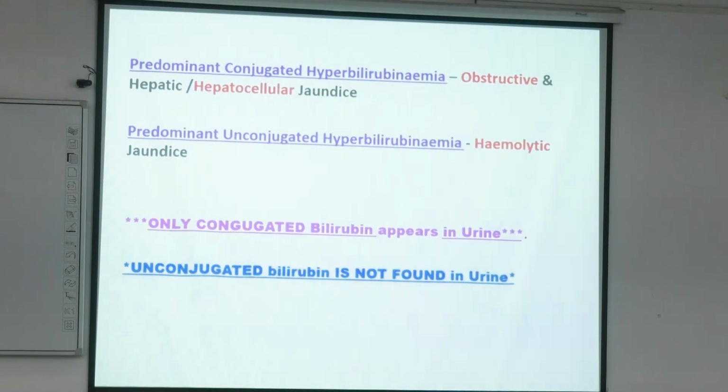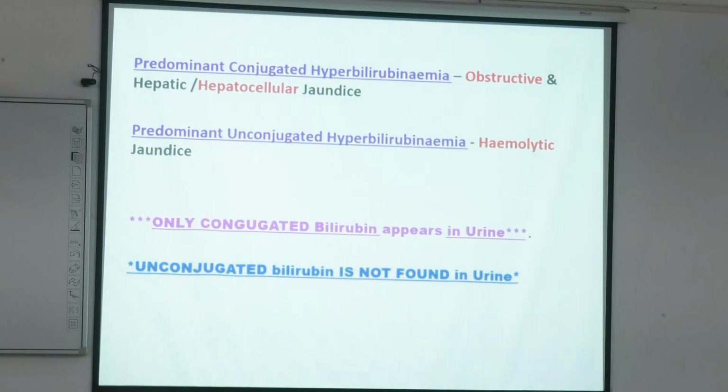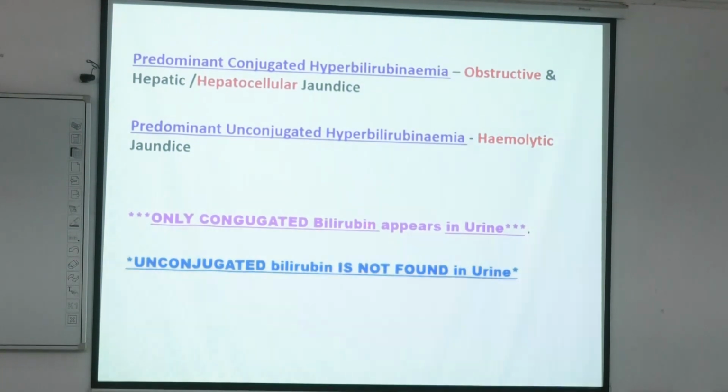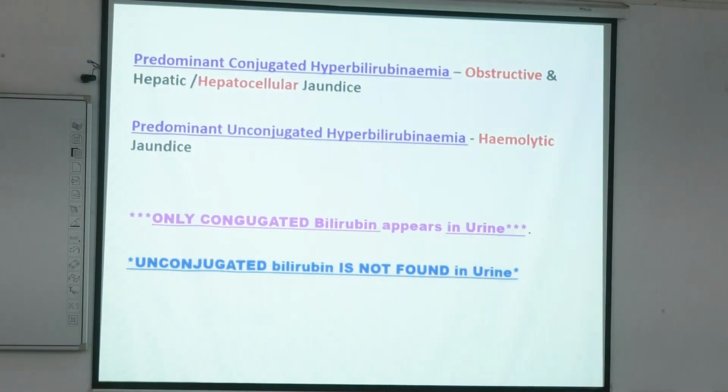In contrast, predominant unconjugated hyperbilirubinemia will occur with hemolytic jaundice. You must remember. Second thing, only conjugated bilirubin appears in the urine and that causes yellowish discoloration of the urine. And that's why the patient with jaundice presents with yellowish discoloration at the OPD. The initial symptom is, my urine has become yellow. Unconjugated bilirubin is not found in the urine because it is not water soluble.